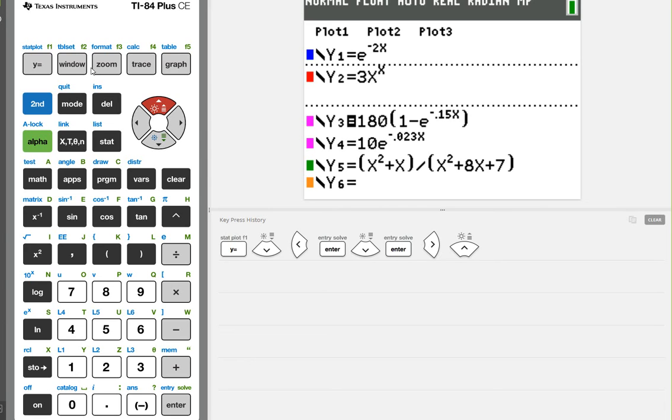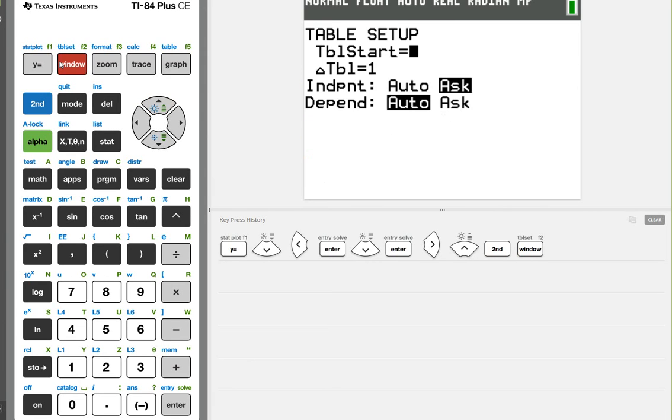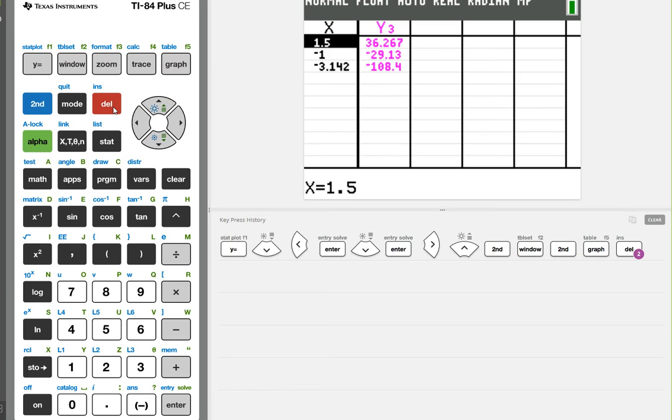Hopefully you have your calculator set up the same way I do. Second, and then table set. Independent should be set to ask. Dependent should be set to auto. Let's go to our table and delete all this stuff here. Let's get rid of all that stuff.